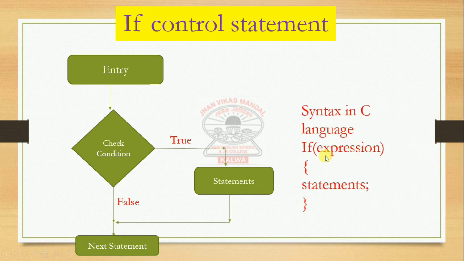Now in C language we have to write like this: if, and in the brackets we have to give certain expressions. If that expression is true, then we will execute these statements. We will give some statements which will be executed when the condition is true. And as I told before, even if the condition is false, then also we can give certain statements. But how all this works in the program, we will see during the practical.